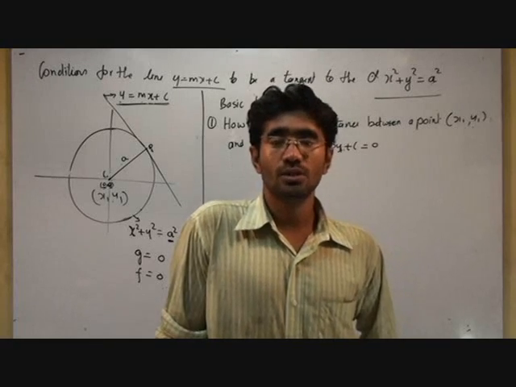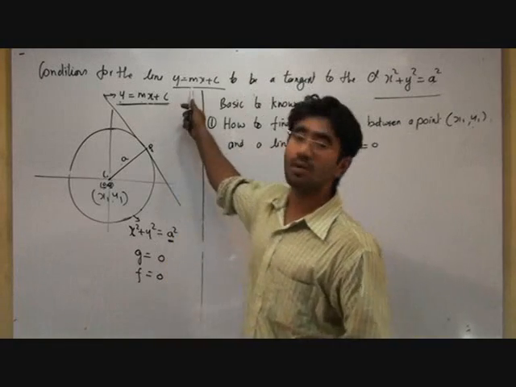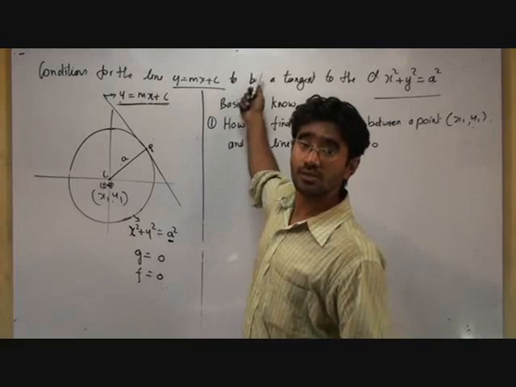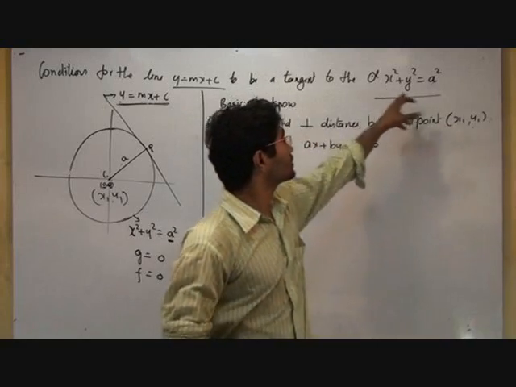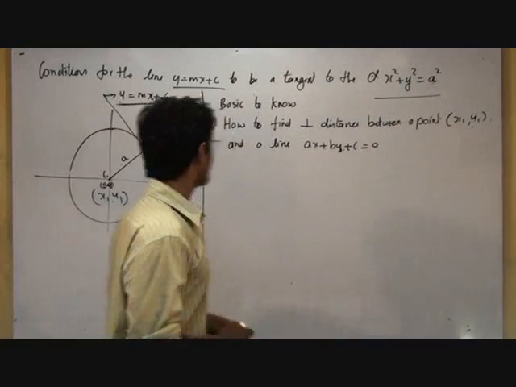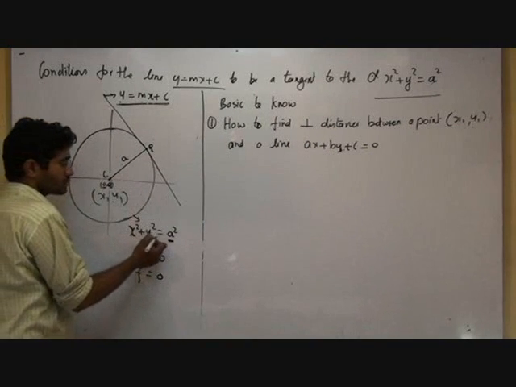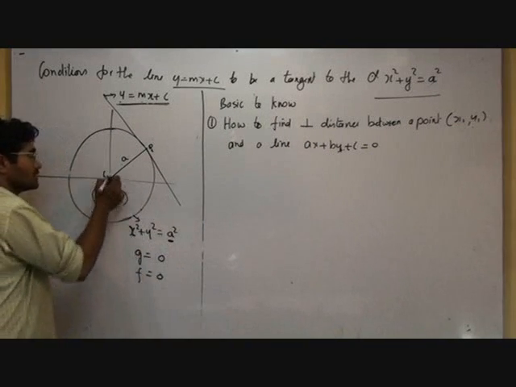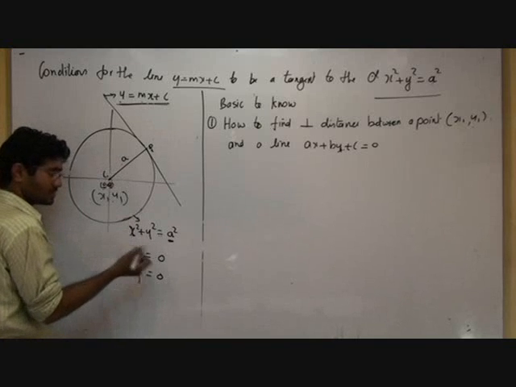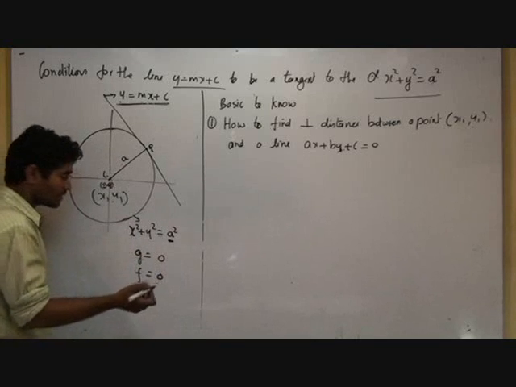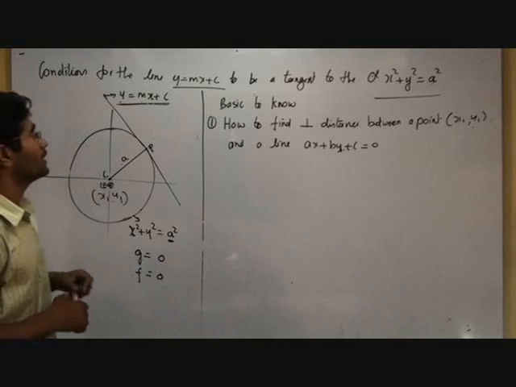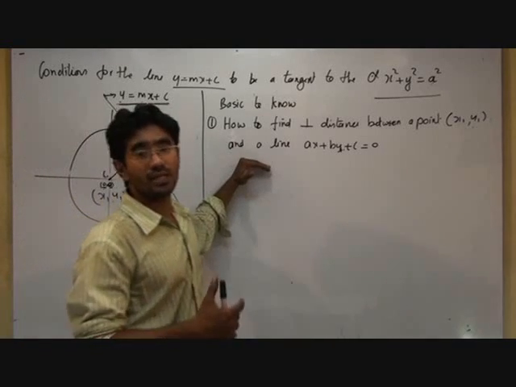In this session, we'll talk about the condition for the line y is equal to mx plus c to be a tangent to the circle x squared plus y squared is equal to a squared. What does it mean? The circle at the origin is given as x squared plus y squared is equal to a squared. Origin means the center is nothing but (0, 0), or g is equal to 0 and f is equal to 0. Now, what is it that you have to know before we derive this?